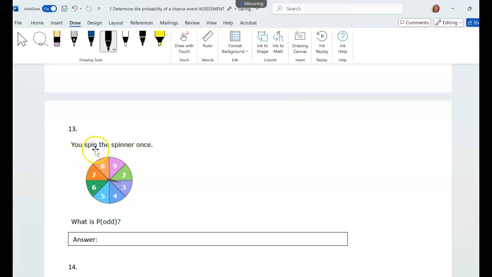Number 13, you spin the spinner once. What's the probability of it landing on an odd number? Okay, well, the odd numbers are 3, 5, 7, and 9. That should already be written on your paper, but I'm writing it here because I'm reading it out loud to you. What is the probability of landing on an odd number? Write that answer as a fraction.